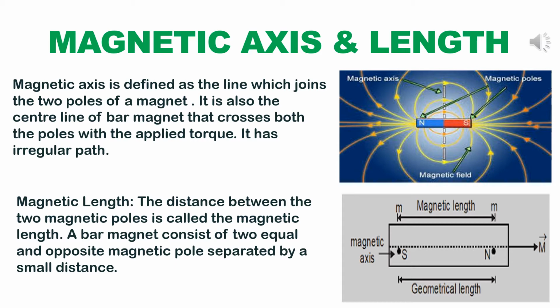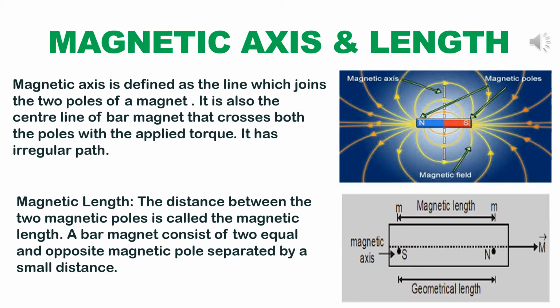Magnetic axis and magnetic length. Magnetic axis is defined as the line which joins the two poles of a magnet. It is also the center line of a bar magnet that crosses both the poles. Please see the diagram. Here the magnetic axis has been drawn, that dotted line, which is in between the magnetic poles. So the imaginary straight line passing through the poles of a magnet is called its magnetic axis.